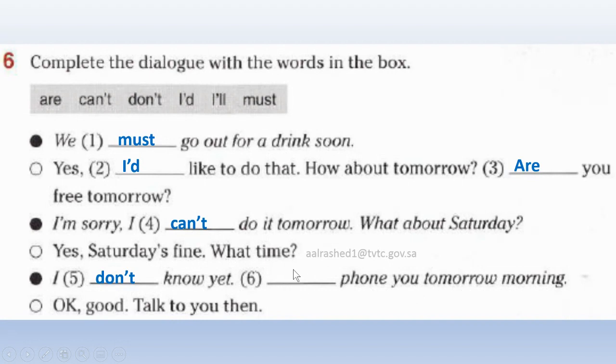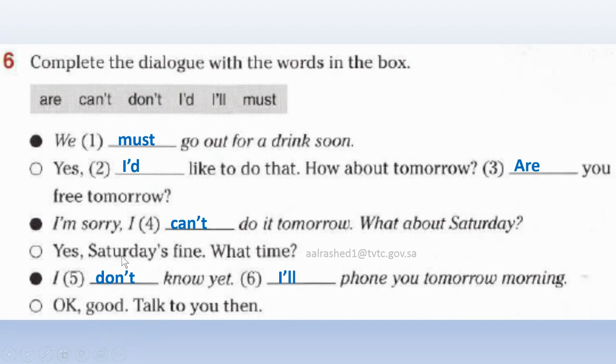Okay. Here, he's talking about something he would do in the future. Which tense, which auxiliary verb must you use here? "Will." I will phone you tomorrow morning. Okay, good. Talk to you then. Okay.